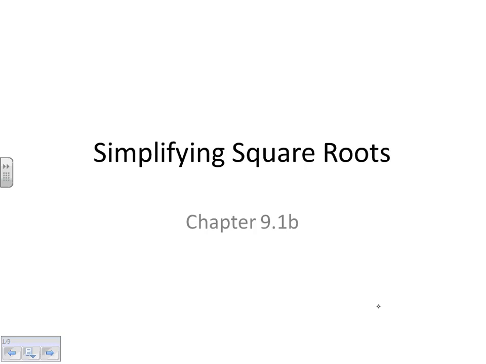Okay guys, so we're going to add a section into your chapter 9, and this is called Simplifying Square Roots. We're going to call this chapter 9.1b. This is not in your book, but it is something that we want you to know, how to simplify square roots. So yesterday we talked about how to type it in your calculator and get an exact number. Now today we're going to show you how to simplify square roots, and you'll use this in algebra and in geometry and beyond. So I want you to have this skill.